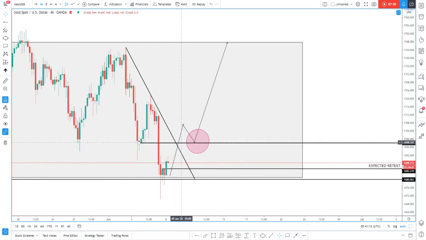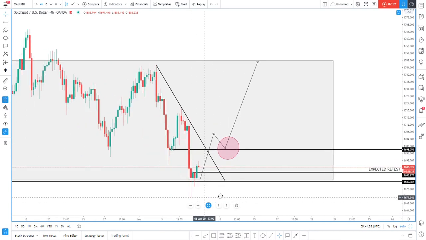But as for me, I'm being conservative about the market. It's about protecting my capital. So until a major breakout happens and a retest, I would not look to long. I'm sorry, XAU USD, that's gold.